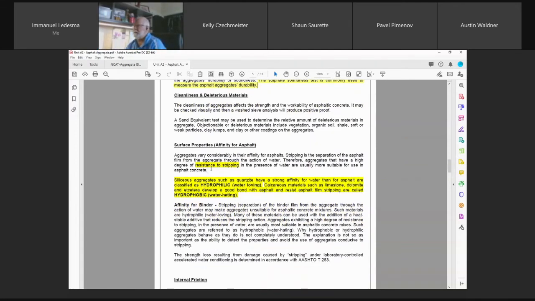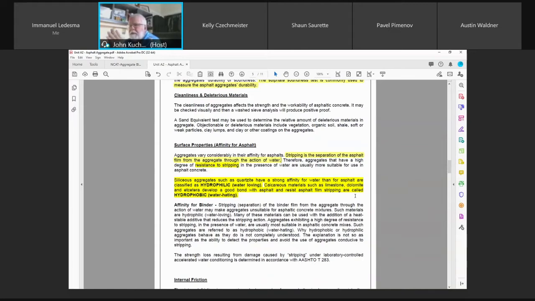Let me look at surface properties, and this is the affinity for asphalt, which I had mentioned before. Aggregates vary considerably in their affinity for asphalt. Stripping, okay? You're going to hear that term a lot if you work in the industry. Stripping is the separation of the asphalt film from the aggregate by the action of water. And that is quite common if you're using recycled asphalt as a replacement. So let's say you're going to have 70% virgin asphalt and you're going to add 30% of a previous pavement that you threw in with it, recycled asphalt pavement, RAP.